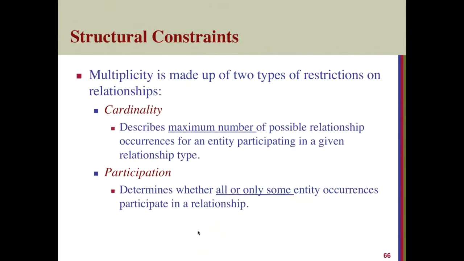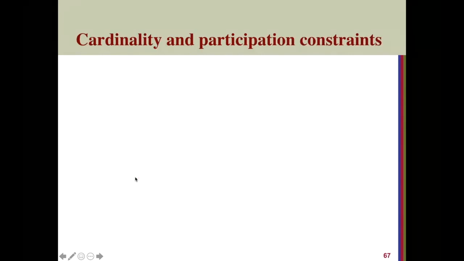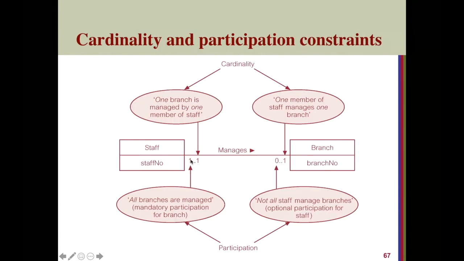Okay, so we can write it in terms of cardinality and participation. This number 1 and this number 0, the first number I told you, these are called participation. Second number, cardinality. Cardinality tells us the maximum number, and participation tells us whether there is only one instance or more.